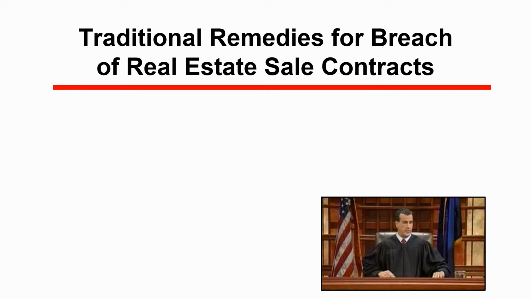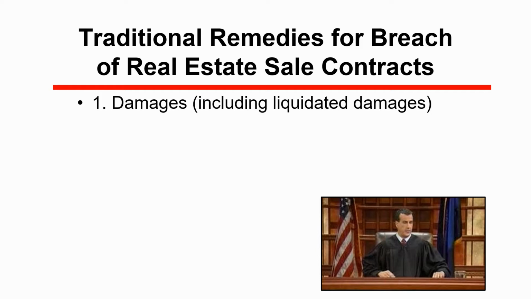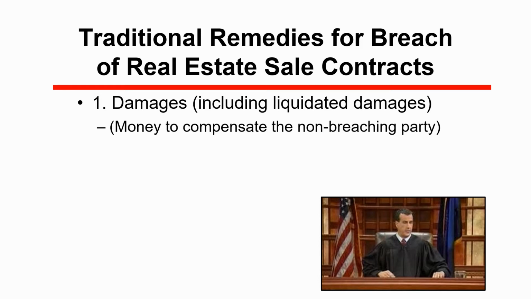Now we're ready to talk about the standard remedies for breach of a real estate sale contract. And traditionally there are three standard remedies. The first one is damages, money damages. They could be actual damages or they could be liquidated damages. Either way, the money is intended to compensate the non-breaching party for the losses that they experience as a result of the breach.